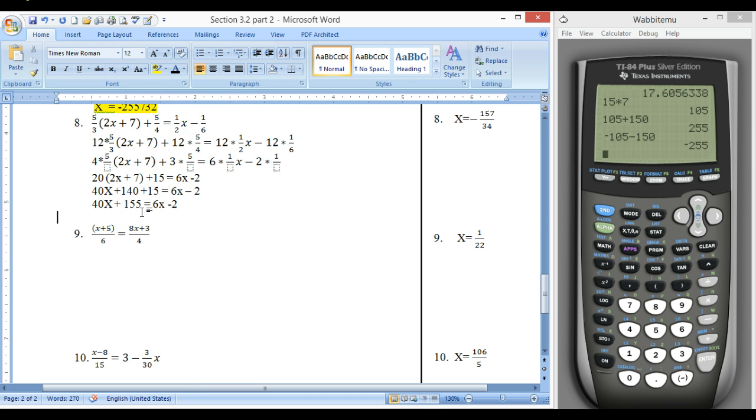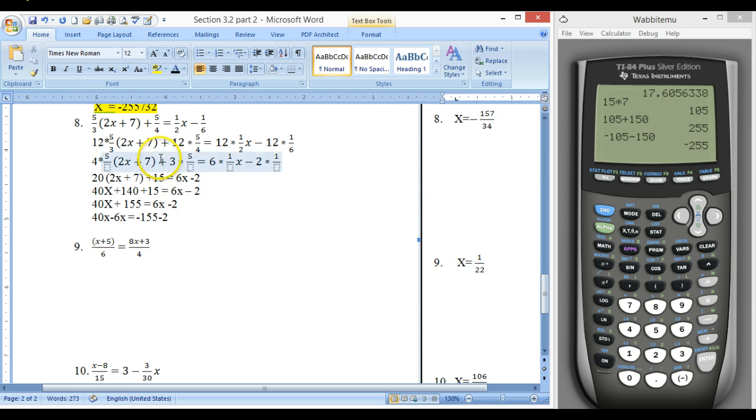Oh, and I'm running out of room. Okay, so I have 40x minus 6x. And I'm going to go ahead because I'm running out of room and I'm going to move my 155 over. So that's subtracting 155. So it becomes negative 155. And I still have a negative 2 over here. Looks like I'm just going to need to get some more room.